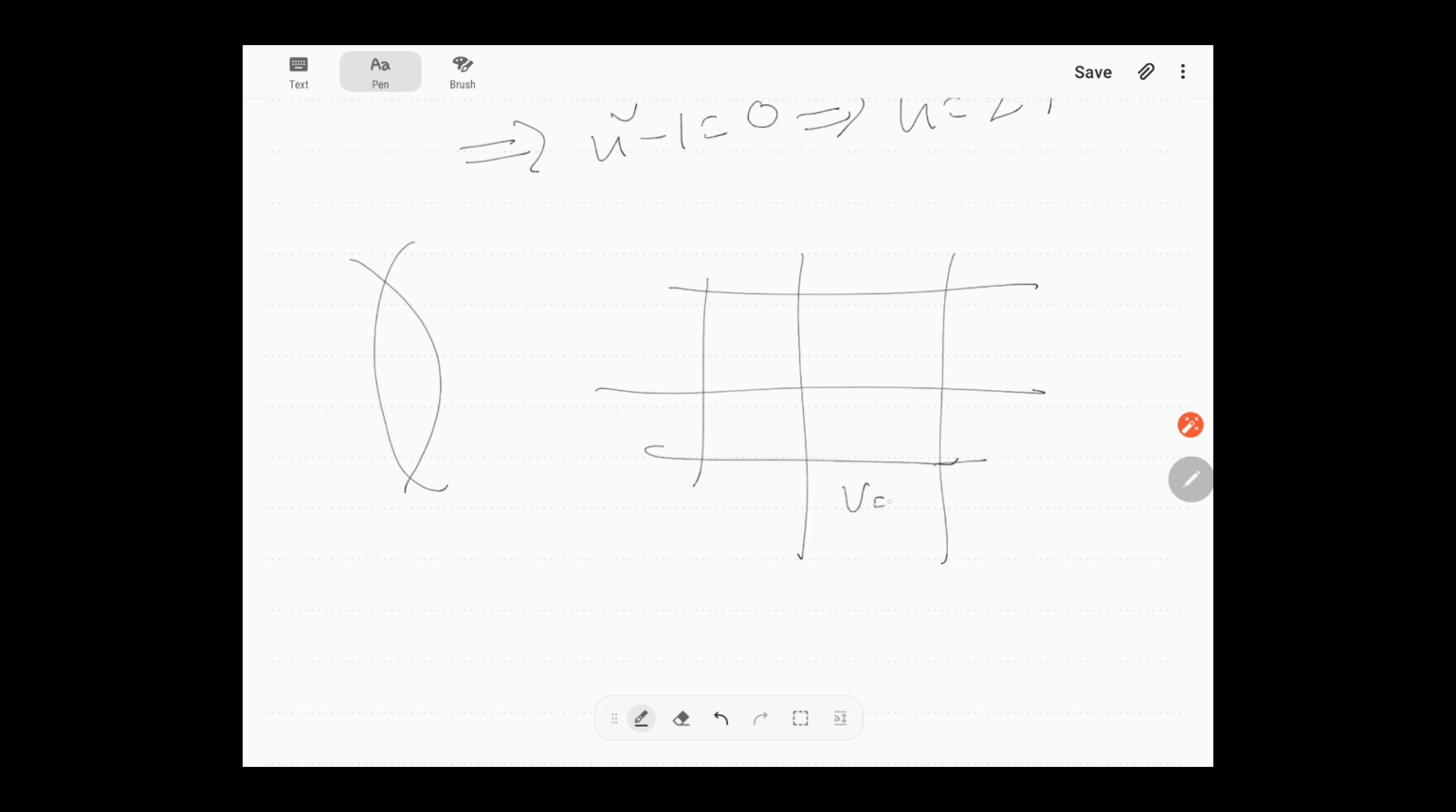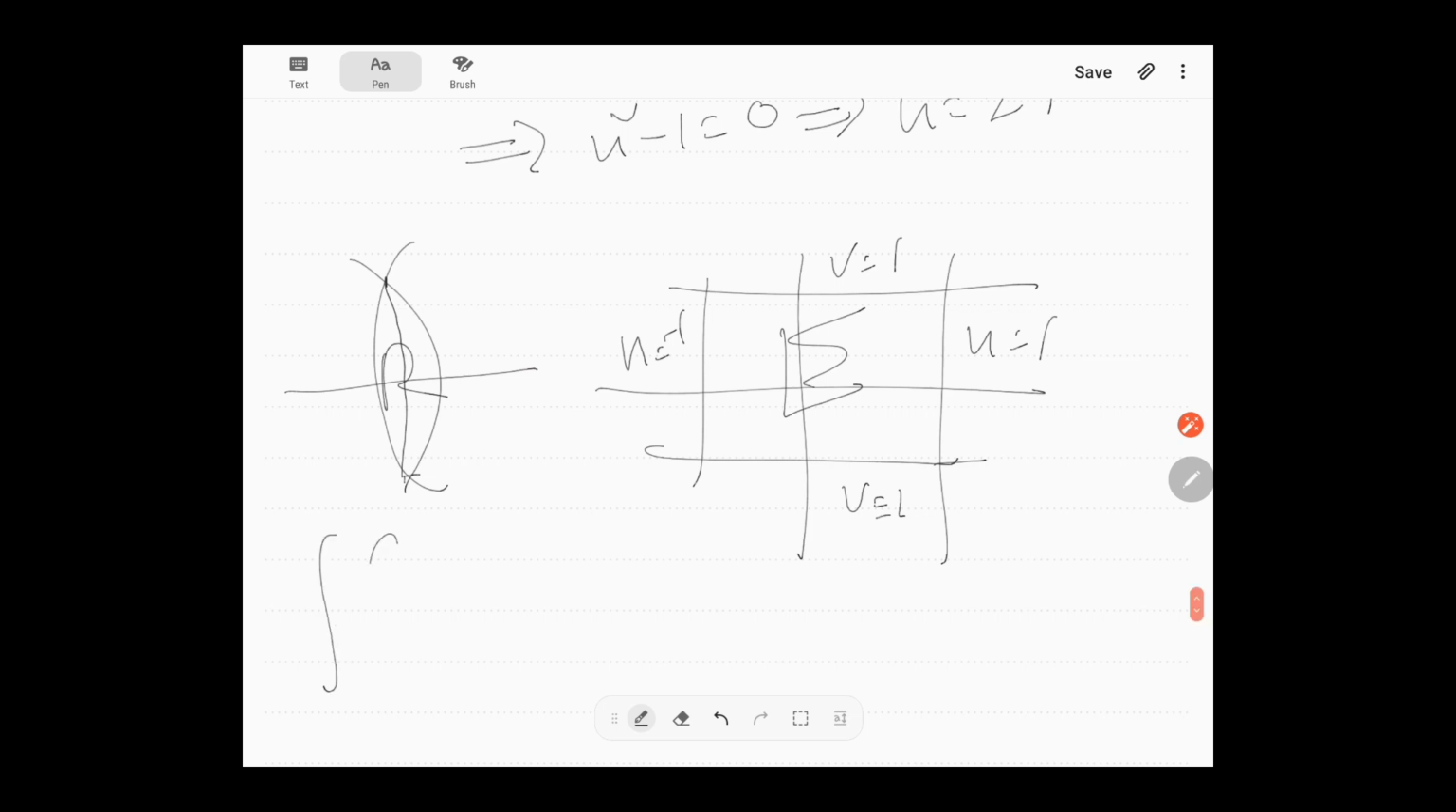So what are these? v equal to 1, v equal to minus 1, u is equal to minus 1, u is equal to 1. This is my region E, whereas this is my region R. This is y-axis, this is x-axis.